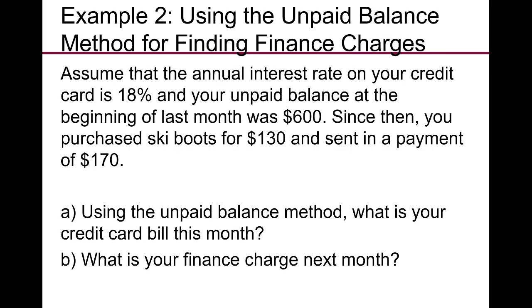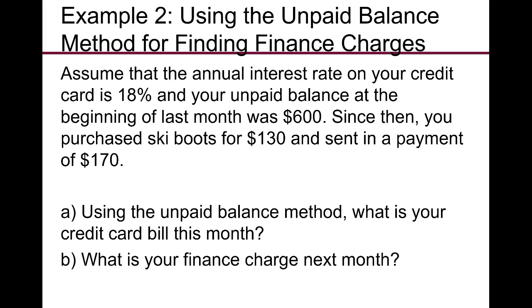Let's work through example 2 together. It uses the unpaid balance method to find finance charges. So assume that the annual interest rate on your credit card is 18%, that's pretty standard, and your unpaid balance at the beginning of last month was $600. Since then, you purchased ski boots for $130 and sent in a payment of $170.